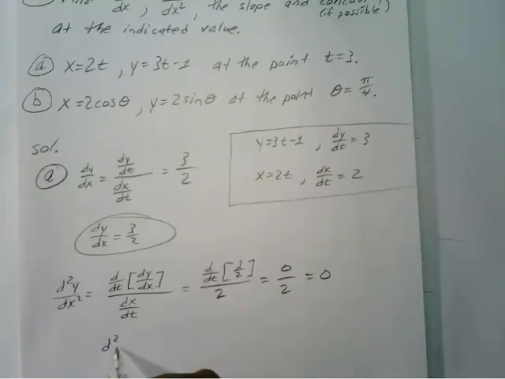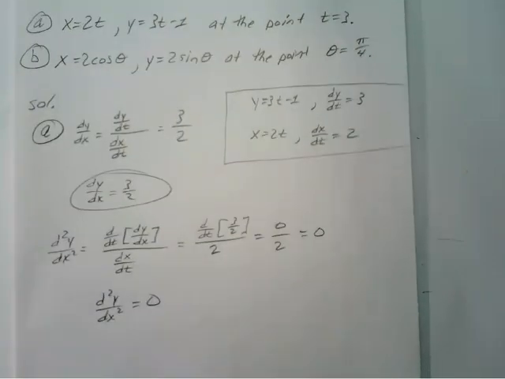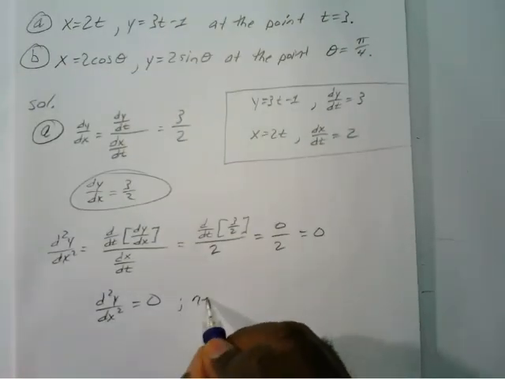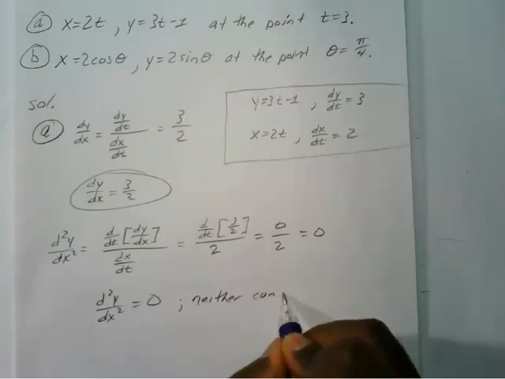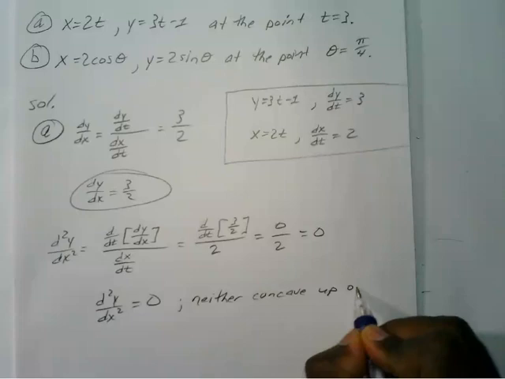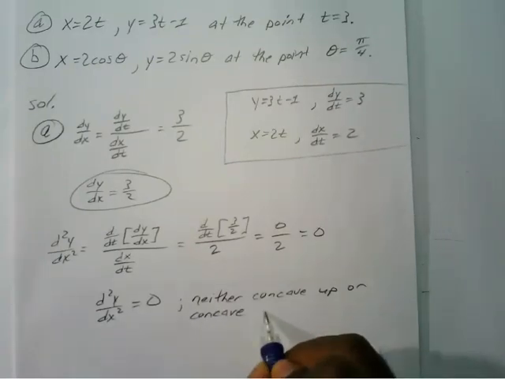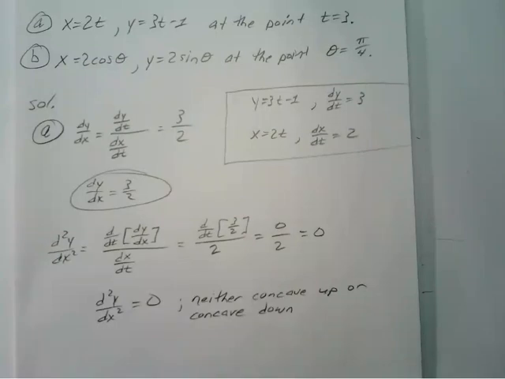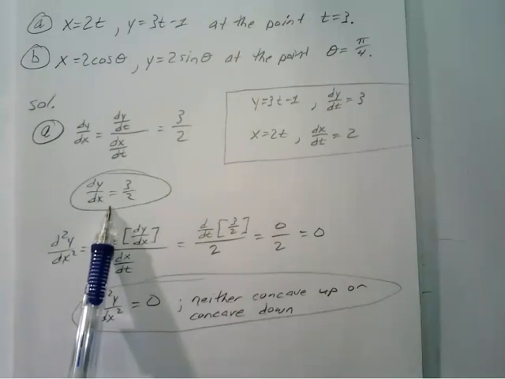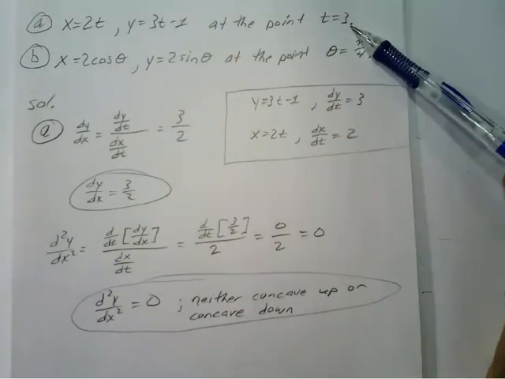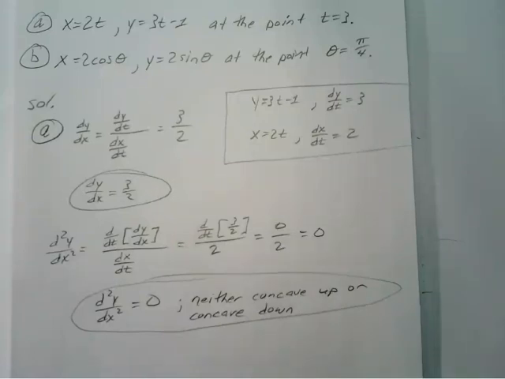Okay, so whenever your second derivative is equal to 0, that means it's neither concave up nor concave down. Now with this one, you can't find the slope at the specified value because there is no t to plug that 3 into. Okay, so this is it for this particular problem.